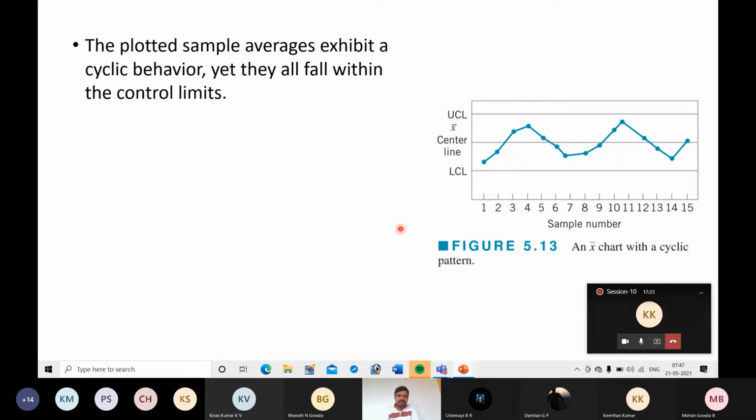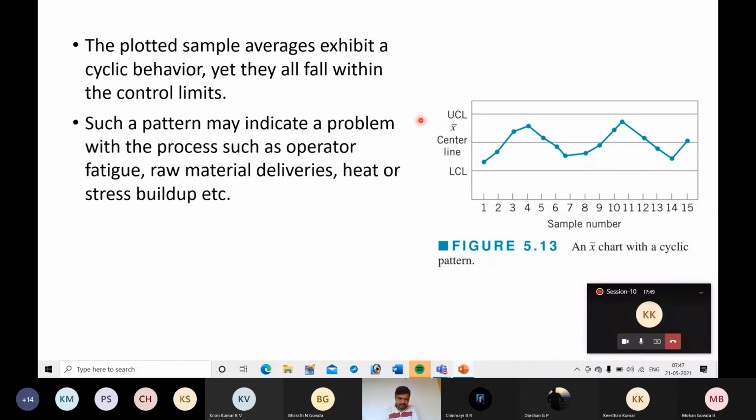The plotted sample averages exhibit a cyclic behavior, yet they all fall within the control limits. All the points are within the upper control limit and lower control limit, but they are exhibiting a cyclic behavior. It may be because of various reasons like worker fatigue, or because of other reasons also, so that we will discuss. Such a pattern may indicate a problem with the process, such as operator fatigue, raw material deliveries, heat or stress buildup.